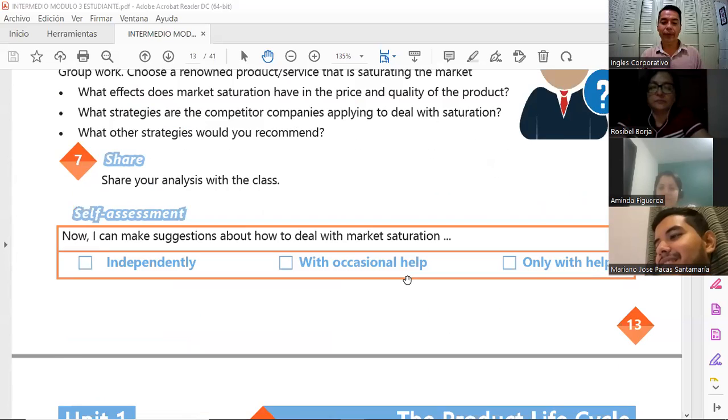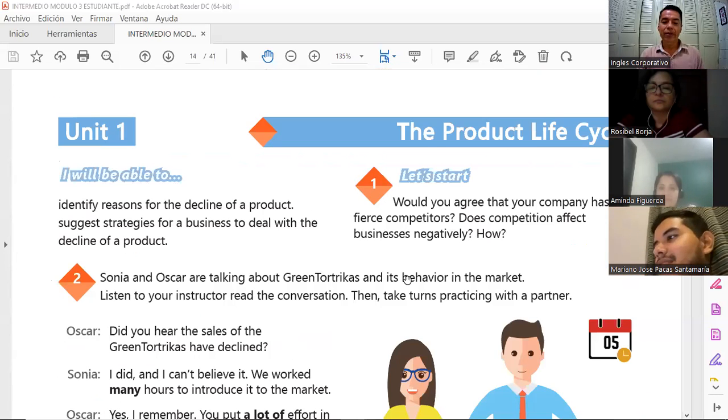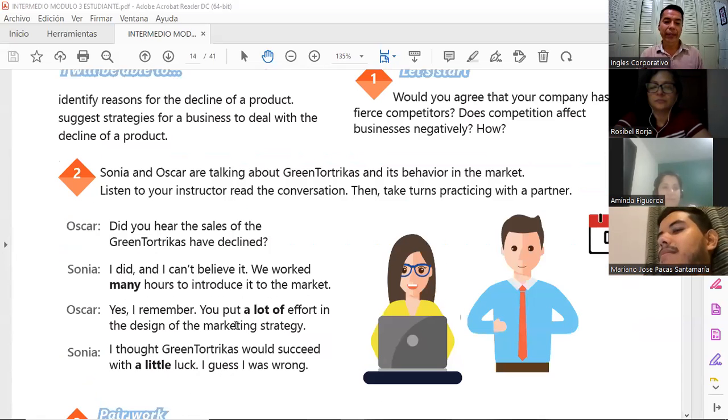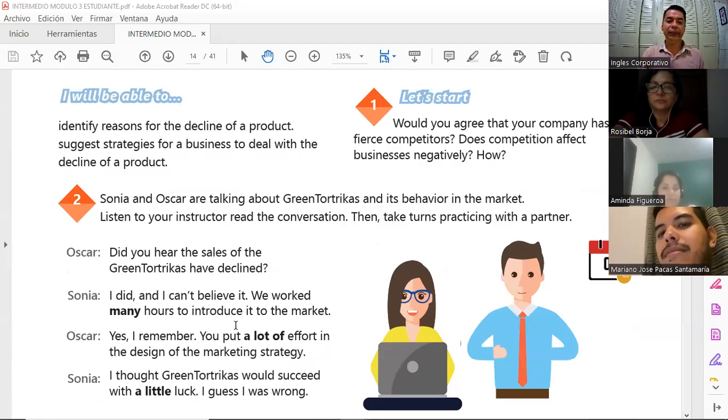Let's go to the manual. Okay, so let's start with the conversation. Listen, please. Sonia and Oscar are talking about green tortricas and its behavior in the market. Su comportamiento del producto en el mercado, right? Its behavior in the market.